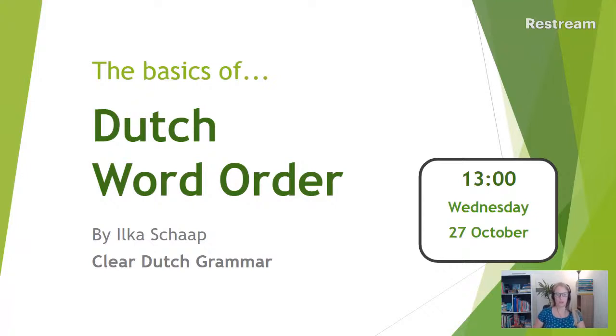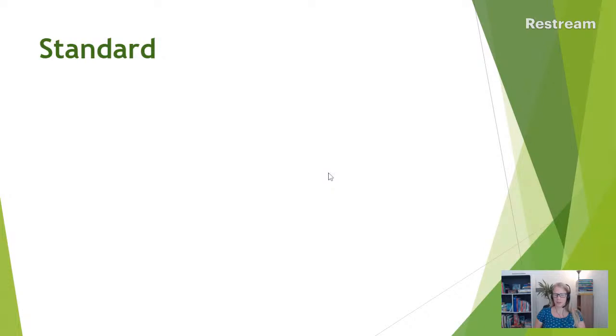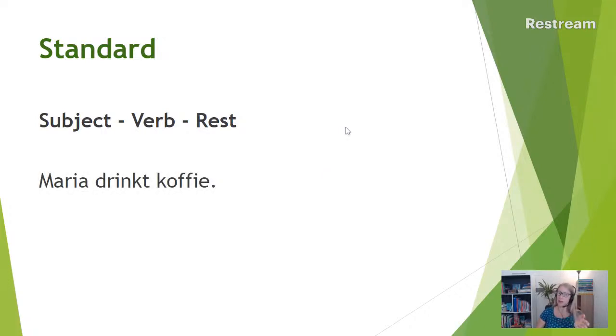I will start with the very, very basics of the Dutch sentence. So, the standard sentence in Dutch has this order. It has a subject, a verb, and any rest information, but at least a subject and a verb. If you don't know what a subject is, I have another video on this, so you can look on my channel. And I will just give you some example sentences. If you have a subject and a verb, then officially you already have a sentence.